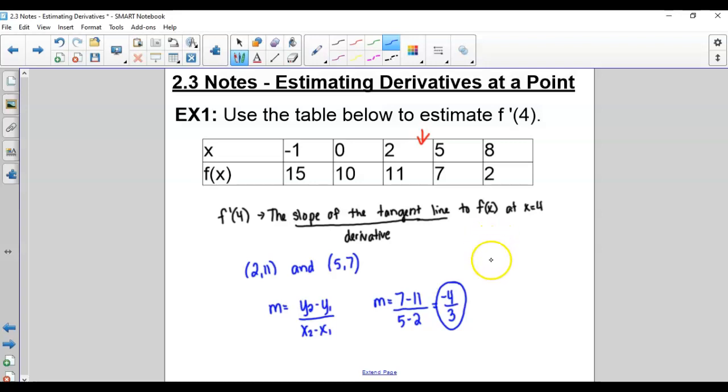We could write our answer like this: f prime of 4 is approximately negative 4/3. This would probably be the best thing for us to circle as our answer. We're labeling this as f prime of 4, and instead of using an equal sign, because certainly we don't know that the slope equals negative 4/3, we're going to use the approximately sign, which is a squiggly equal sign. That means it's pretty close to negative 4/3.